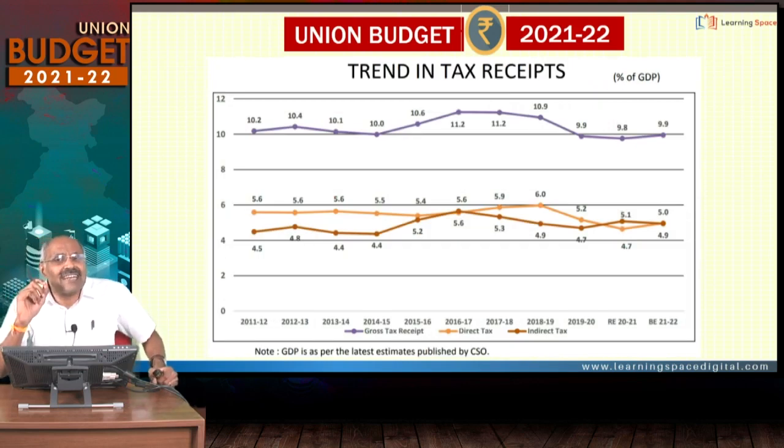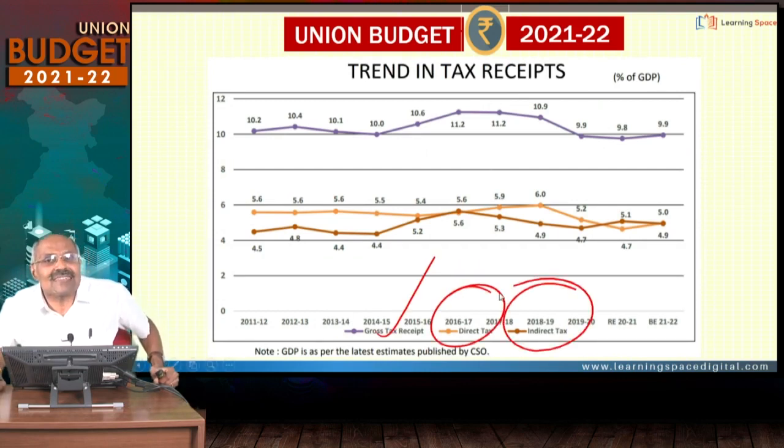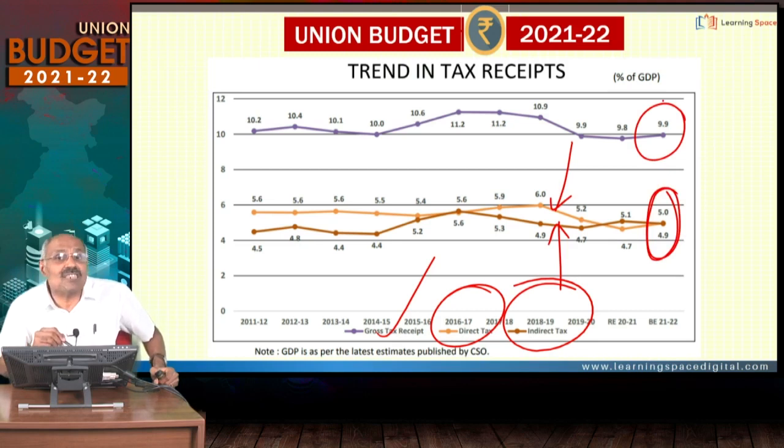Just have a glance at the trend in the tax receipts. This talks about gross tax receipts for the center, direct tax and indirect tax. This trend is most important. Here you see, this is the line for direct tax, and this is the line for indirect tax. Just now you see, indirect tax and direct tax are almost the same. Out of 9.9% of GDP, both are close to 5% of GDP. So friends, look at the trend of direct taxes and indirect taxes mentioned here.